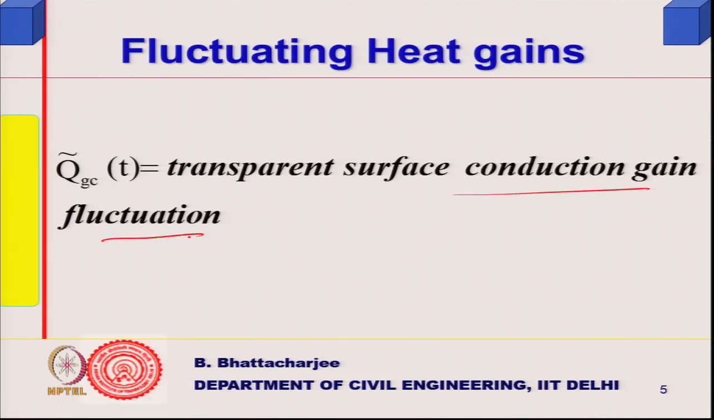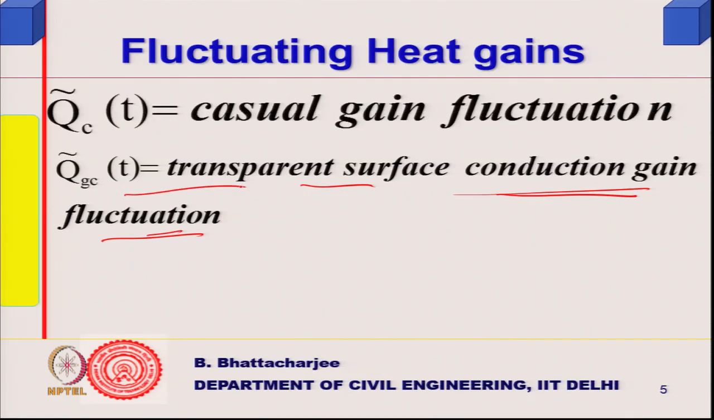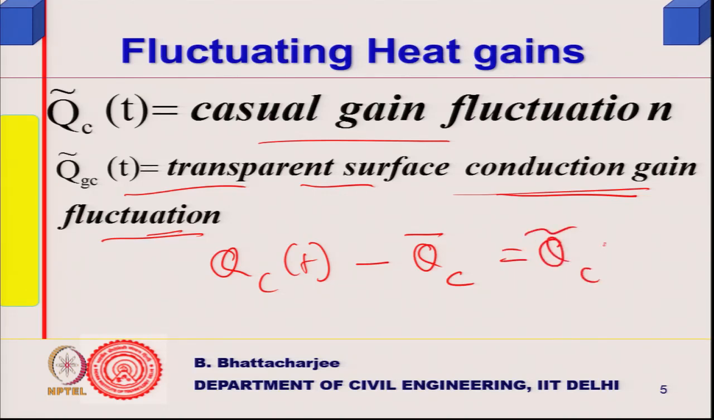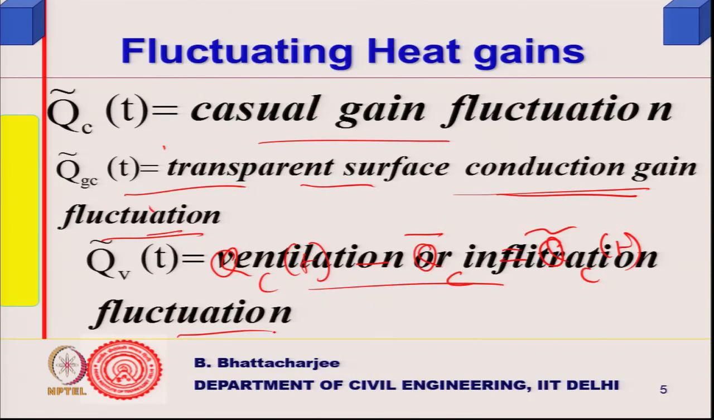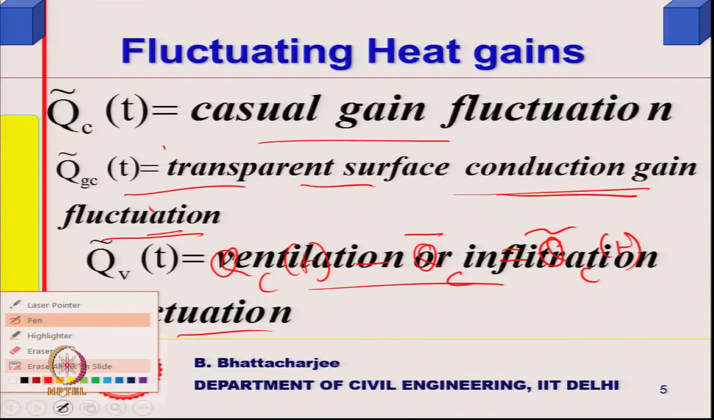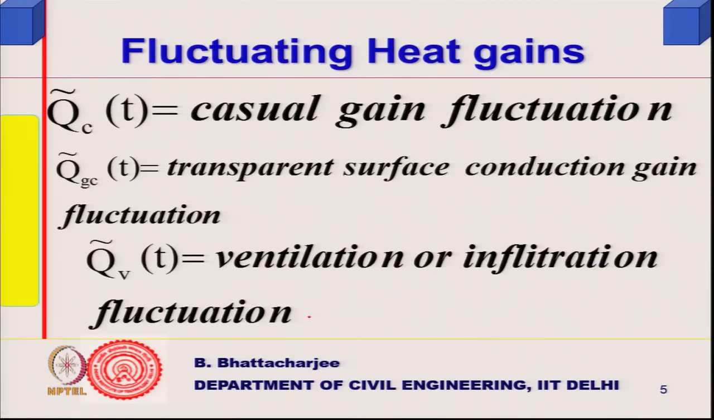Transparent surface conduction due to fluctuation, the conduction gain through the glass. Casual heat gain fluctuation, we have taken the mean all the time, additionally that we have to take, because Q C T minus Q bar C is equal to Q C T, casual gain, right. So, that is how we find it. All these are fluctuations above the mean. So, you have to take the values now, fluctuation above the mean, and this is the ventilation or infiltration fluctuation gain, over the mean.